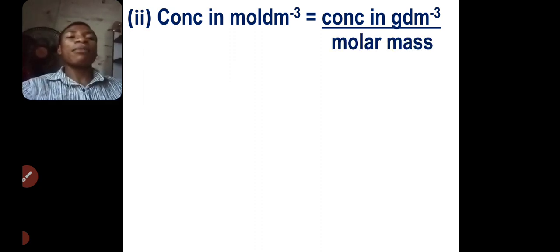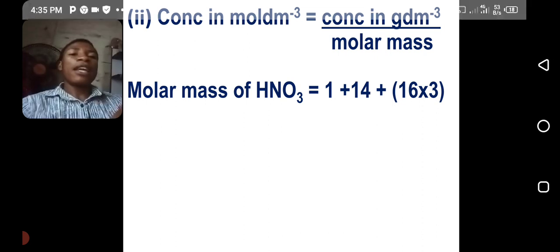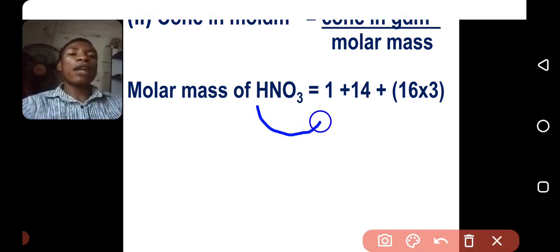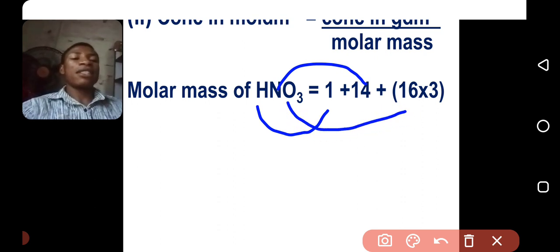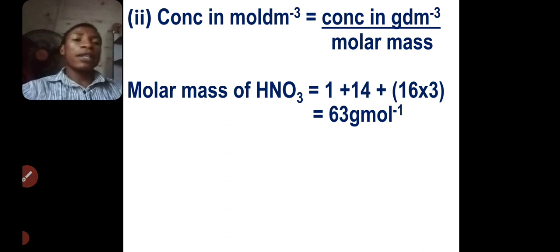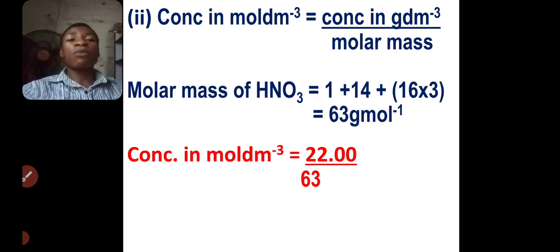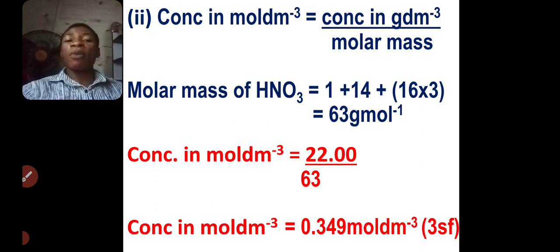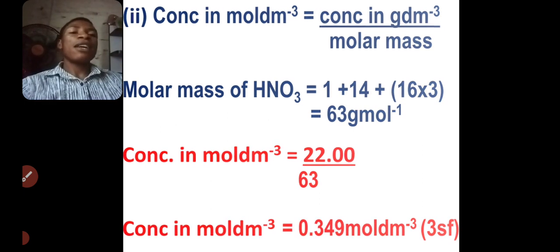Conc in mole per dm cube is conc in gram per dm cube over molar mass. Our molar mass, you look for it, that will be HNO3. That's H is 1, N is 14, O3 is 16 times 3. So let's see what that is going to give to us. 63 grams per mole. So from our formula now, our conc in mole per dm cube is conc in gram per dm cube, that's 22.00 over 63, that's molar mass. What will it give to us? 0.349 mole per dm cube to 3 significant figures.